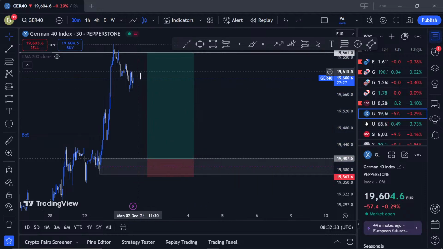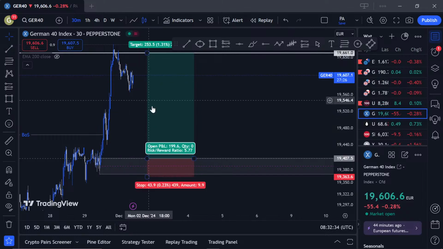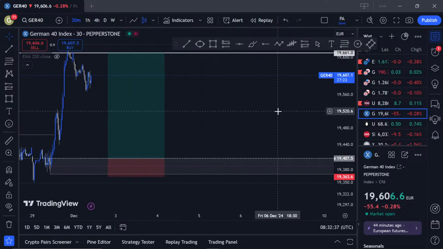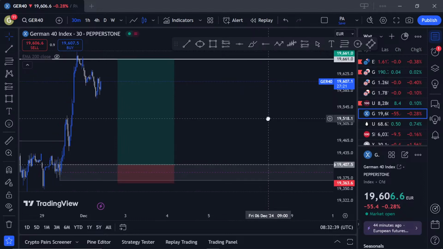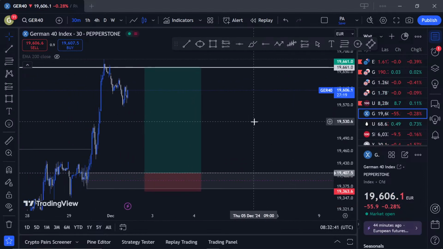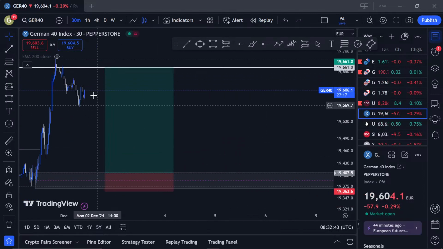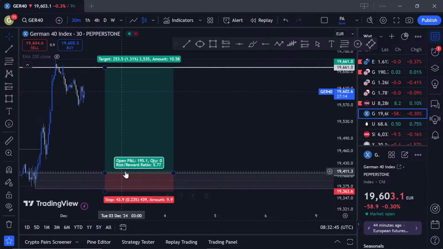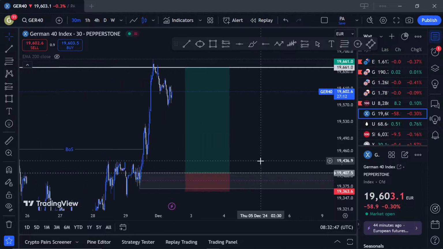So here, this is basically it. I'll be waiting for this on German 40. I'll be waiting for this movement. I'm not going to look for any sell here. I'll patiently wait for whenever it sells to this point, then I'll look for my buy, provided that it doesn't break the level.